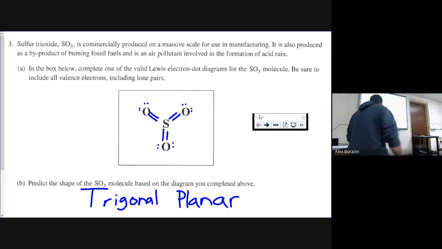So for this first one, as we can see, hello, good morning. This is the Lewis dot diagram of sulfur trioxide.